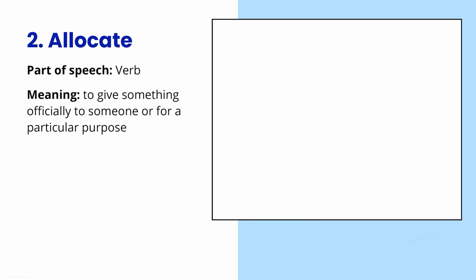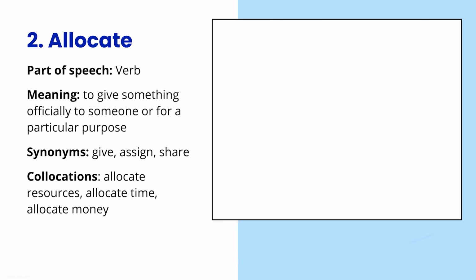Let's look at word number 2 now, which is allocate. Allocate is a verb, and it means to give something officially to someone or for a particular purpose. So synonyms are give, assign, and share. Collocations: allocate resources, allocate time, allocate money. So for all of these collocations, it means we are giving those things. We are giving resources for a particular purpose. We are giving time for a particular purpose.